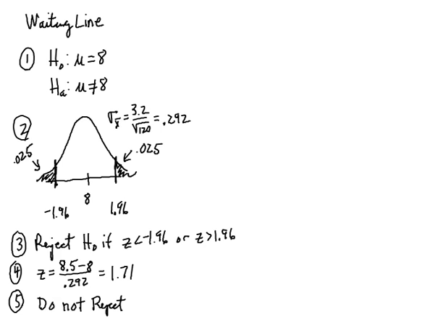1.71 is not less than negative 1.96, nor is it greater than 1.96. So I will say since negative 1.96 is less than 1.71, which is less than 1.96, do not reject. Do not reject does not mean that we have proven the null true. It just means that we don't have strong enough evidence to show it's false.